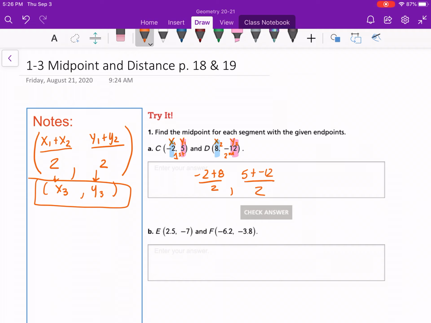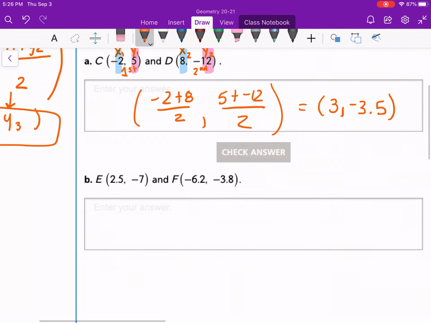And you can use a calculator for anything that you don't feel comfortable doing with your brain. But I got my answer as 3 and then negative 3.5. Negative 2 plus 8 is 6. 6 divided by 2 is 3. And then 5 plus negative 12 is negative 7. Divided by 2 is negative 3.5. So that's all the midpoint section is: finding out what is the point that is right in between those 2 points. What is the midpoint?